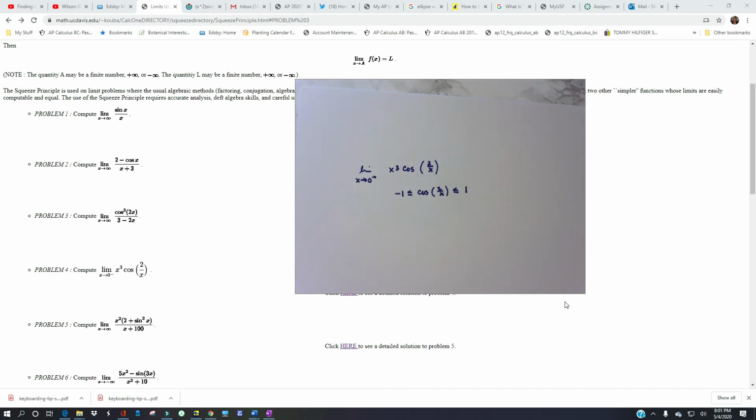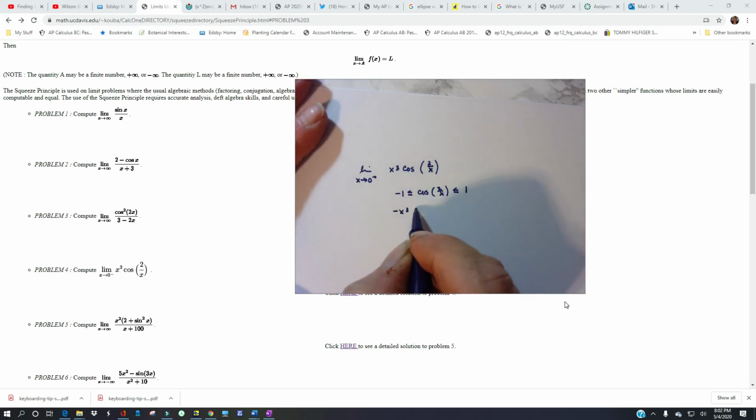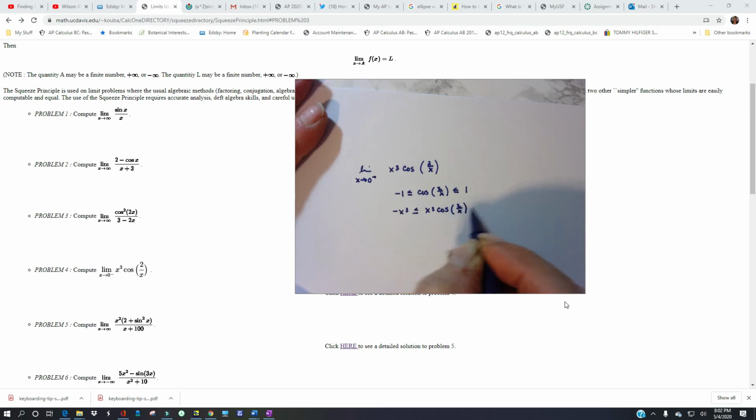And now there is an x cubed. I've got to get the middle piece to look like the original. So all I'm going to do is multiply every piece by x cubed. When I do that, I'm going to have negative x cubed is less than or equal to x cubed cosine 2 over x less than or equal to x cubed.